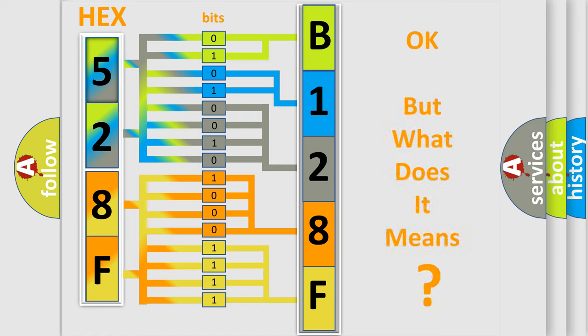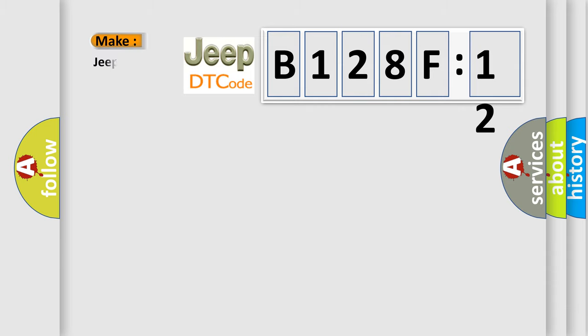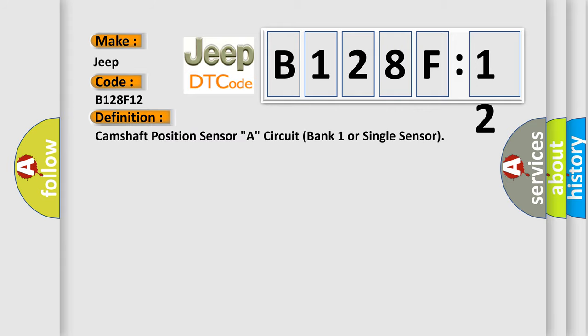The number itself does not make sense to us if we cannot assign information to what it actually expresses. So, what does the diagnostic trouble code B128F-12 interpret specifically for Jeep car manufacturers? The basic definition is camshaft position sensor A, circuit bank 1 or single sensor.